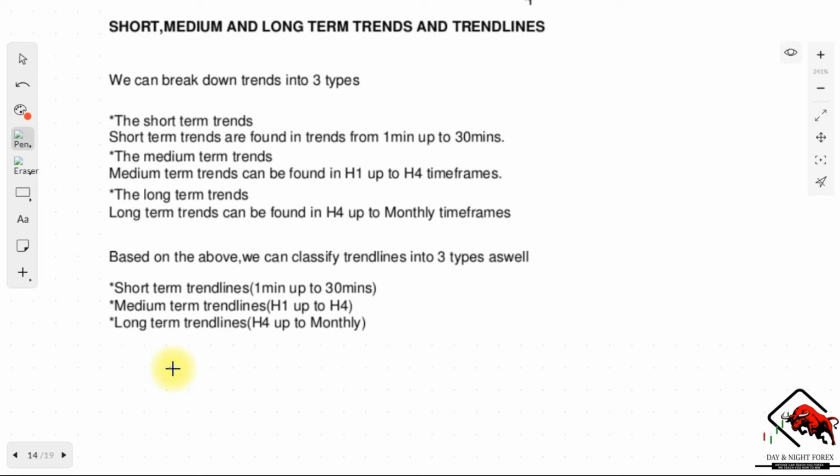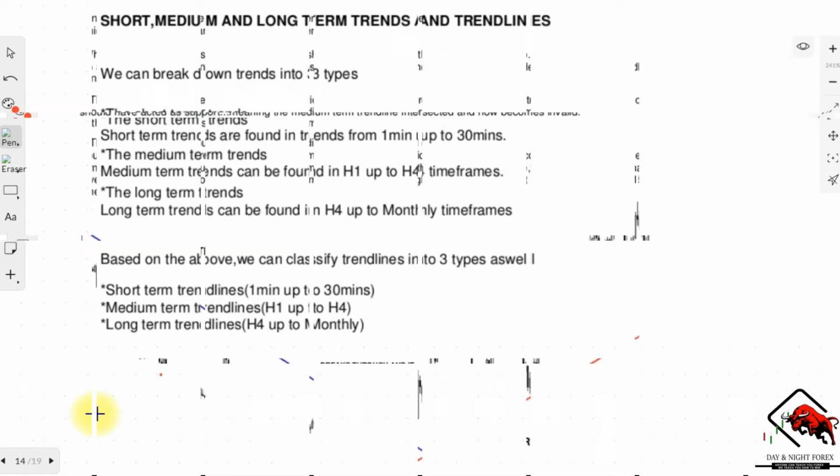Based on the above, we can classify trend lines into three types as well. The short-term trend lines, as we said, 1 minute up to 30 minutes. The medium, 1 hour to 4 hours. The long-term trend lines, H4 to the monthly chart. So that's where we get our long-term trend lines, where you can swing your trades and hold your trades for a long time. That is on our 4 hour to the monthly chart.